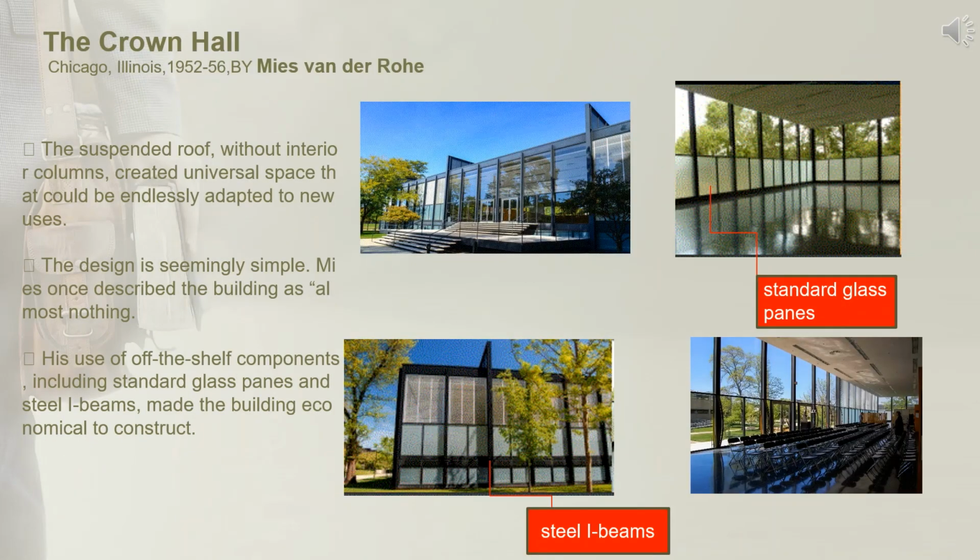The Crown Hall, Chicago, by Mies van der Rohe in 1952 to 1956. The design of the building is simple. As Mies van der Rohe described it, the building is almost nothing. He used off-the-shelf components, including standard glass panes and steel I-beams, which made the building economical to construct. A suspended roof without interior columns created universal spaces that could be endlessly adapted to new uses.